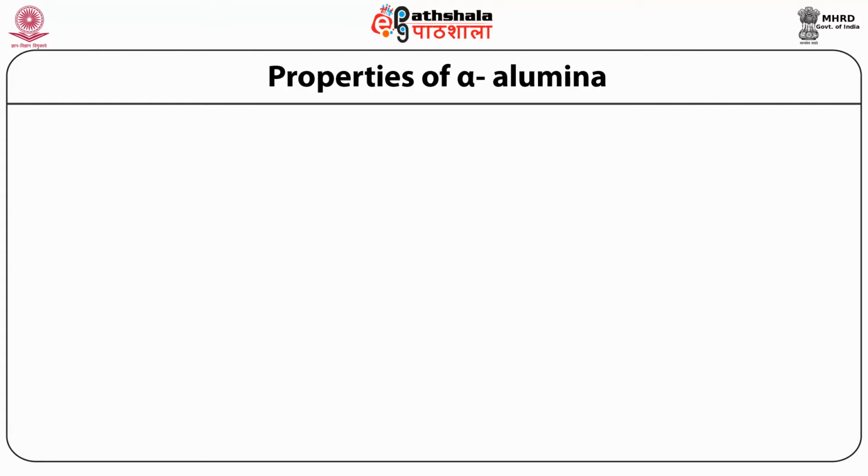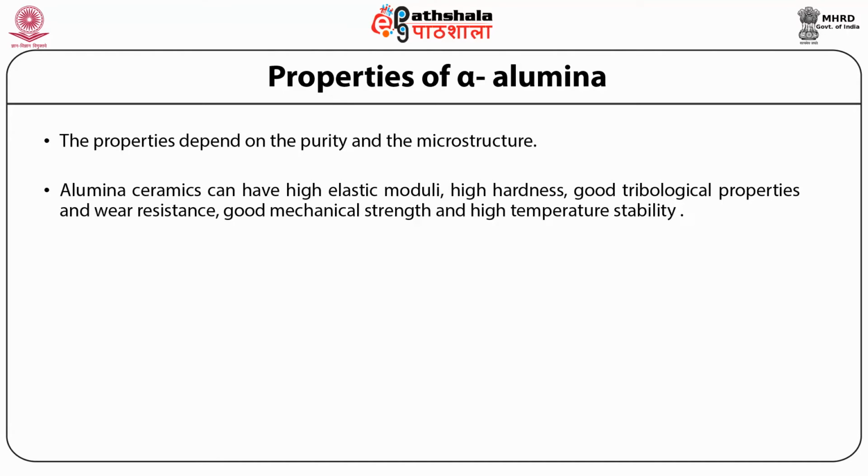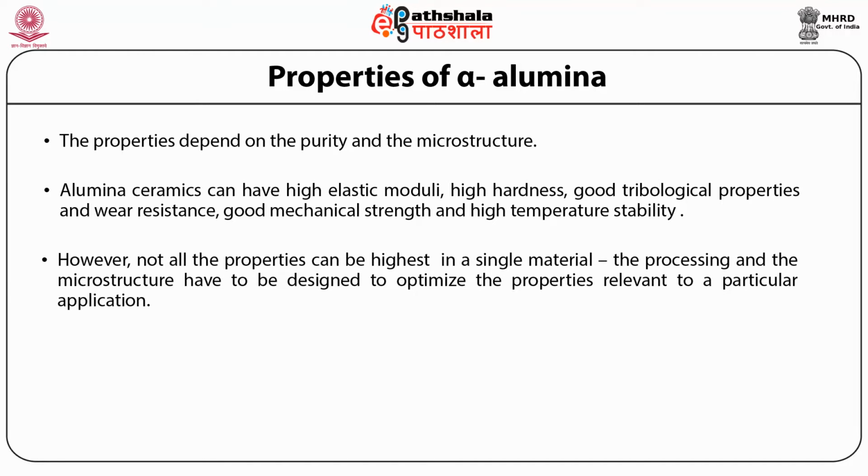Students, let us discuss the properties of alpha alumina. The properties of alpha alumina ceramics depend on the purity and the microstructure. These ceramics can have high elastic moduli, high hardness, good tribological properties and wear resistance. They also have good mechanical strength and high temperature stability. However, not all the properties are at their best levels in a single material, so the processing and the microstructure have to be designed to optimize the properties relevant to a particular application. The properties of alumina ceramics can vary over a wide range, which we will see in the next slide.